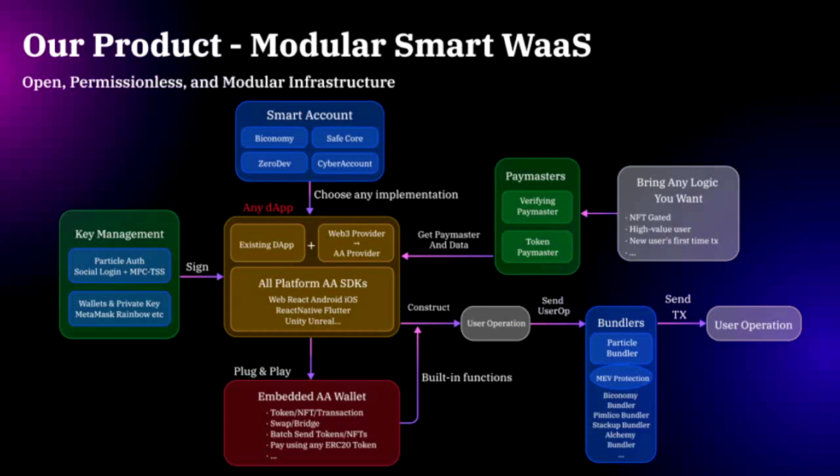And then that, of course, leverages our account abstraction SDK to assign a smart account implementation. In this case, we have, for example, Biconomy, Safe Core, ZeroDev, Cyber account. But at the moment, we support Biconomy, Cyber account, and Simple account. And then you can do things like sponsor transactions. We even have our own in-house bundler and paymaster for managing that kind of thing.